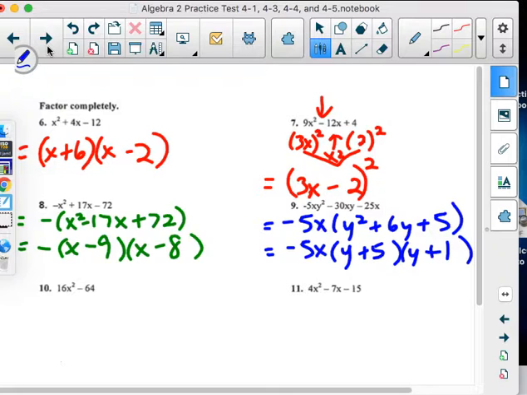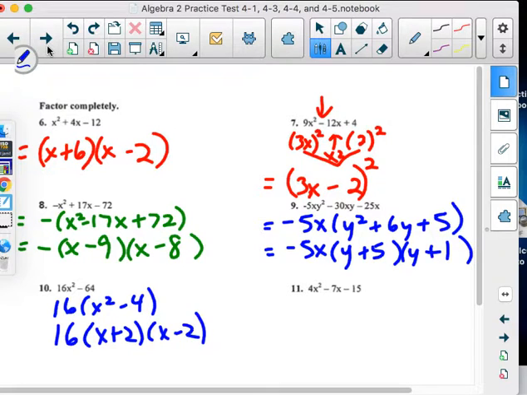Number 10, you take a look at it, and you should be thinking, wait a second, doesn't 16 go into 64? Because it does, 4 times. So we'll pull the 16 out. And we have to do that, by the way. If we are able to factor out a greatest common monomial factor, we have to. So it's 16 times the quantity x squared minus 4. And I notice, hey, those are perfect squares, but there's no middle term. So that's our difference of two squares pattern that gets factored as x plus 2 and x minus 2, so that outside times outside and inside times inside would cancel out.